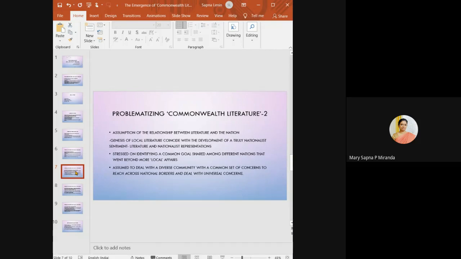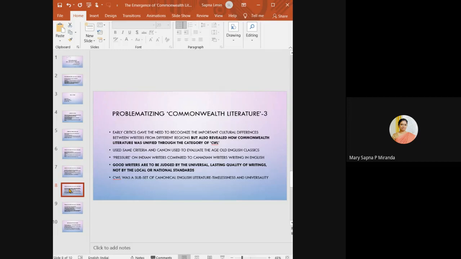So they assumed, and the 'they' we're talking about is the early critics who were trying to slot literatures from these countries under the common umbrella term Commonwealth literature, that they were dealing with different communities with a common set of concerns. They talked about reaching across national borders and dealing with universal concerns, the English literary canon.